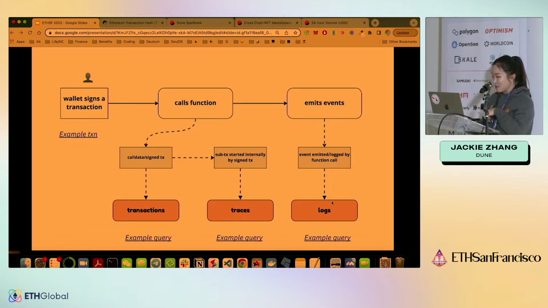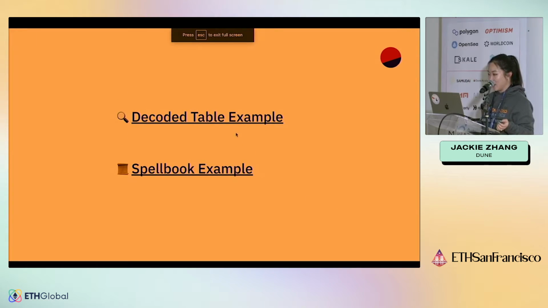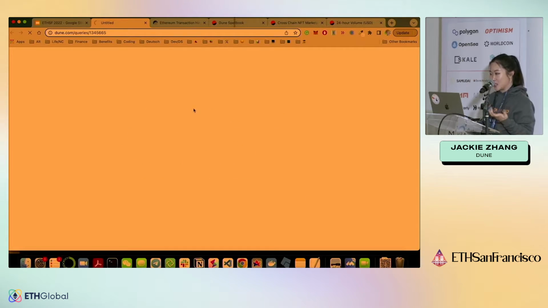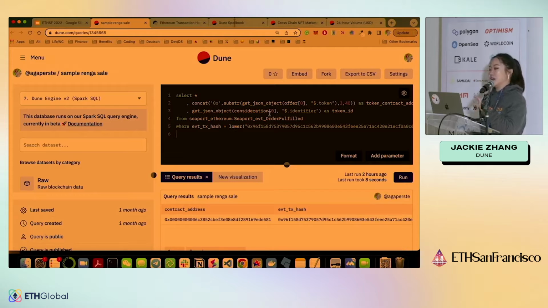Okay, I'm going to skip the logs table. You kind of get the idea. These are the raw tables. And then just to give you an idea of a decoded table: with OpenSea, they released their Seaport contracts, so you can directly query the OpenSea Seaport contracts for this particular event, OrderFulfilled. But again, this requires you to have some skills. You have to know how to parse these data tables.